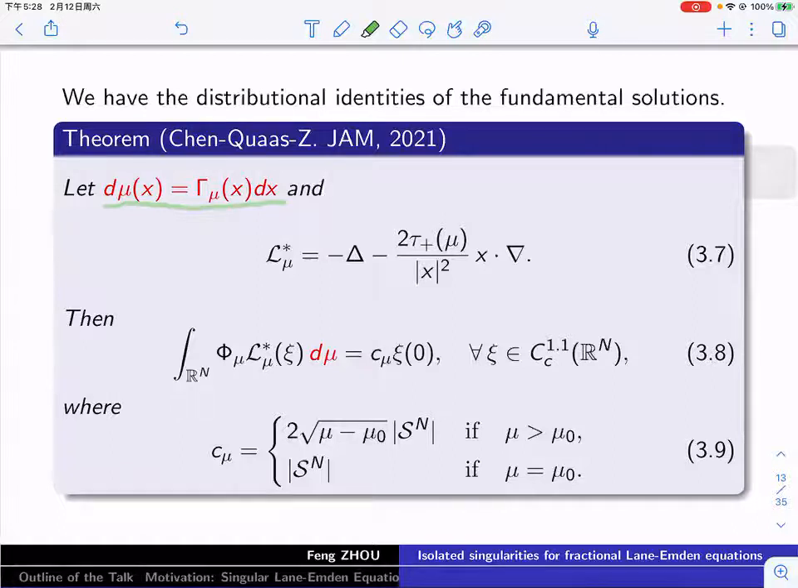Okay. So the theorem says that in fact we have L_mu phi equal to 0 in D prime of R^n. So this is in this sense, this is phi_mu. But with this d mu, then we have in fact L_mu phi_mu equal to c_mu delta_0.